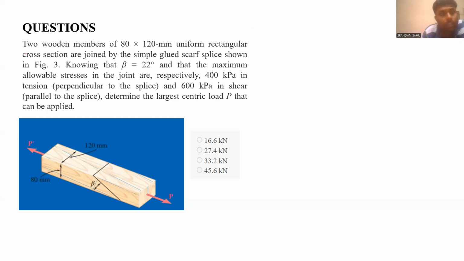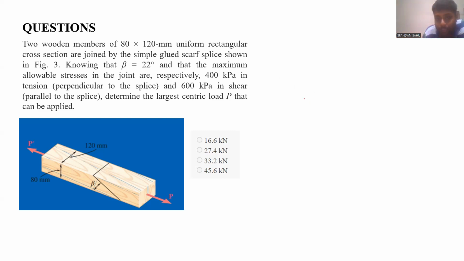In this question, they are asking: two wooden members of 80 into 120 uniform rectangular cross sections are joined by a simple glued scarf splice shown in figure 3. Knowing that this beta angle is 22° and that the maximum allowable stresses in the joints are 400 and 600 kPa respectively, determine the largest centric load P that can be applied.